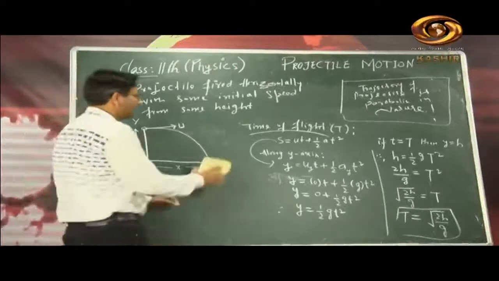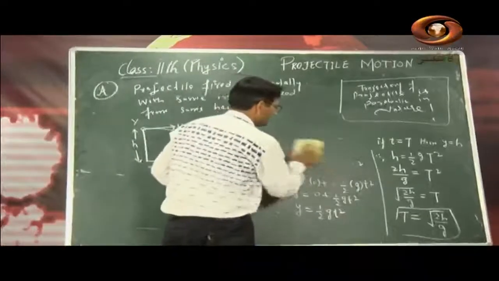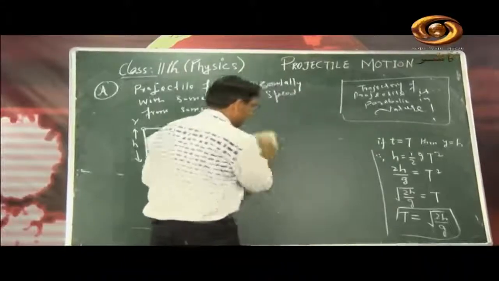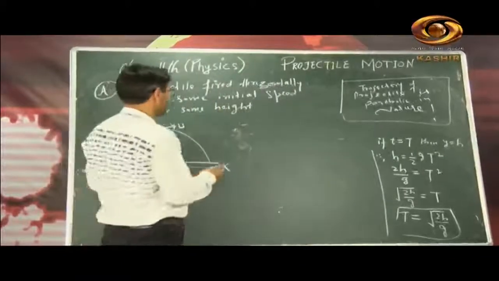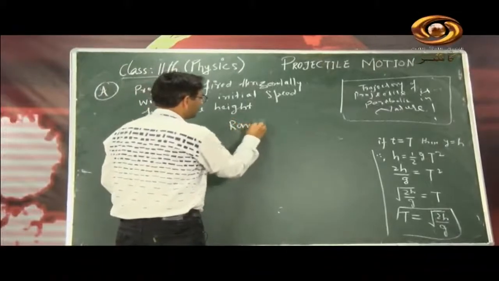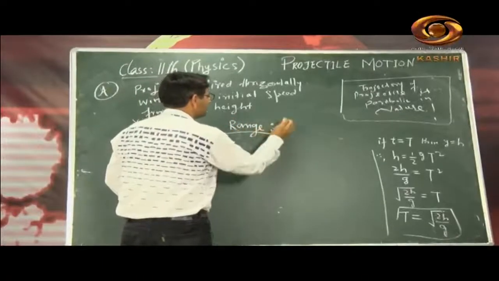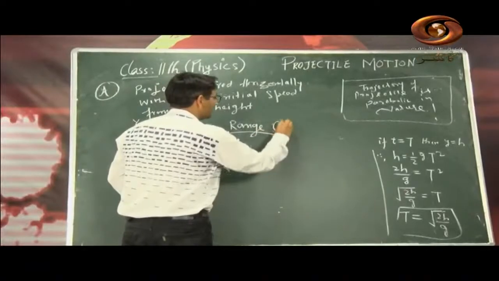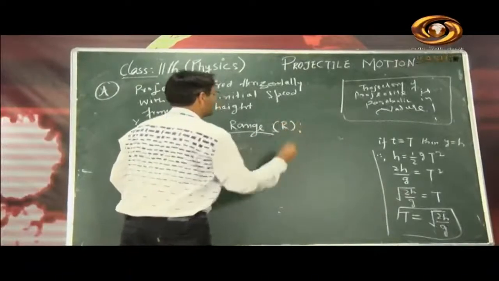So again moving ahead, we will go to the next topic, that is the range of a projectile. So next topic is range of projectile. I will write down range. So this is the range of projectile. It is denoted by capital R.